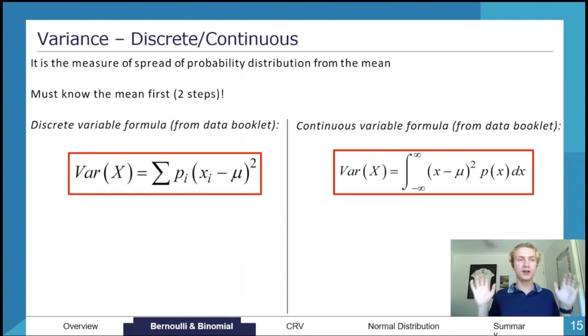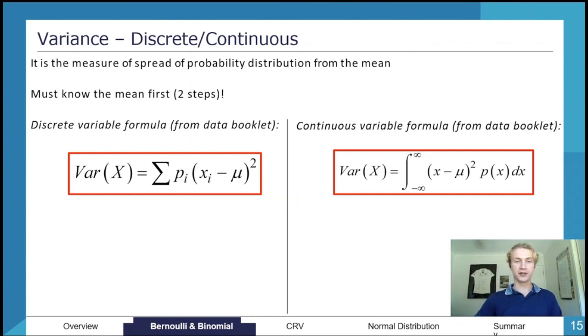Variance, discrete versus continuous. All right, two different formulas here. Once again, these are just on the formula sheet. Don't need to go through an example because all you're going to be doing is just subbing in values. Now, that being said, I will preface that with variance is a two-step thing. You'll get 2 marks for it. The reason being, you have to know the mean first.